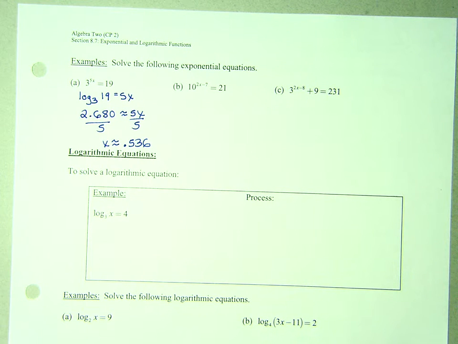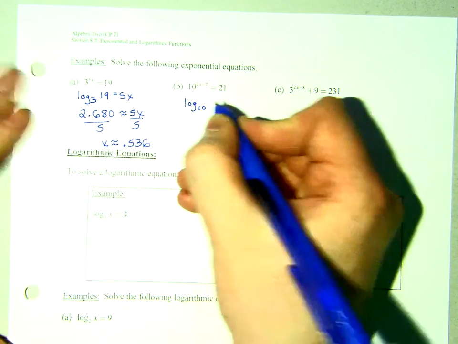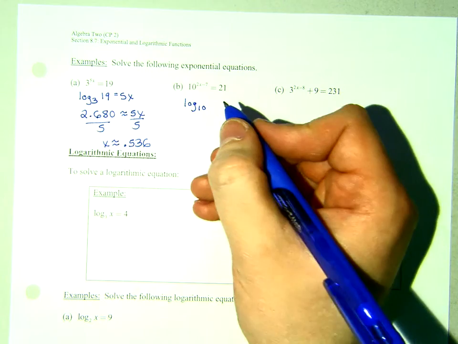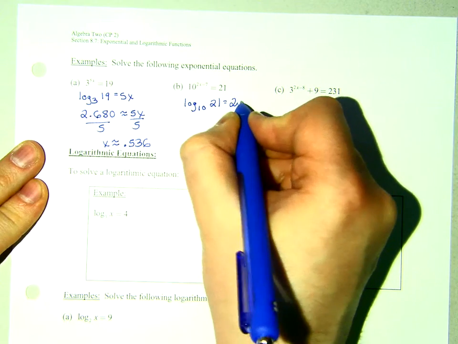There actually is a shortcut in letter B. Letter B, we're going to go into log form. Log base what? 10. Well, hold on to that. Log base 10 of 21 equals 2x minus 7.